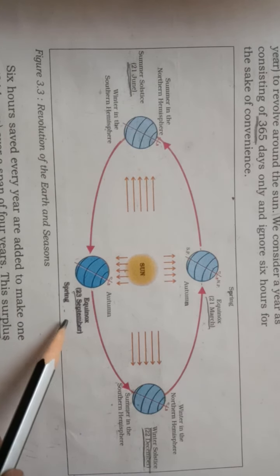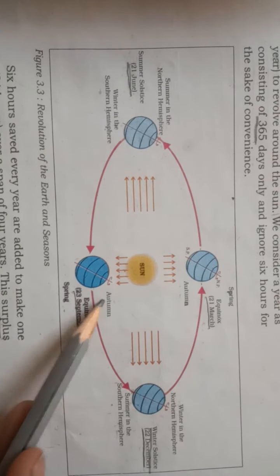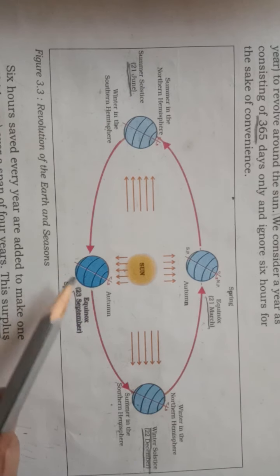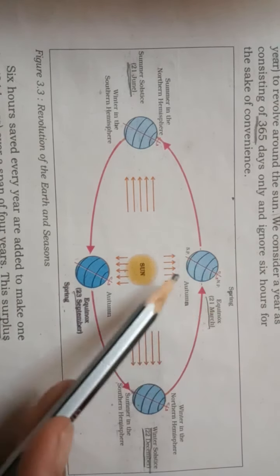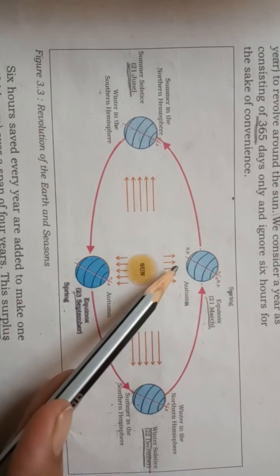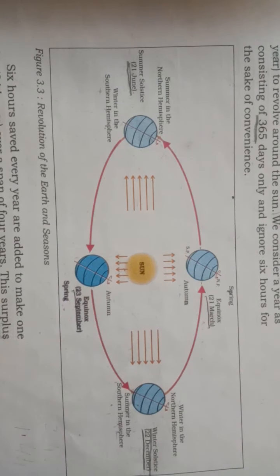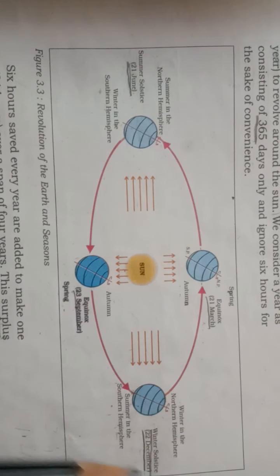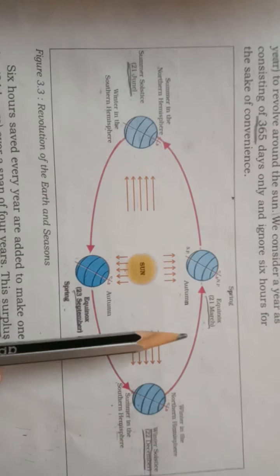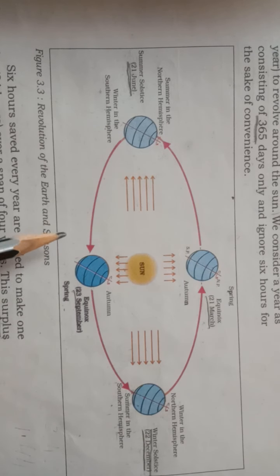Now on 23rd September, the North Pole has autumn, the South Pole has spring. And on 21st March, the North Pole has spring and the South Pole has autumn. I hope, children, it is clear to you. You see how the movement of the earth around the sun and its different positions change the seasons. I hope this diagram is clear to you, children.